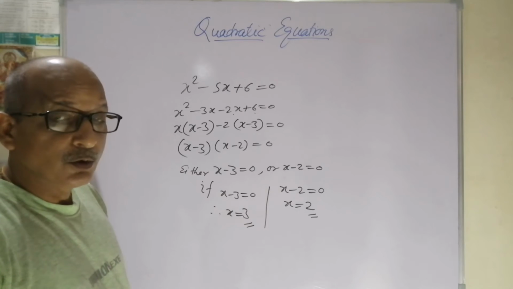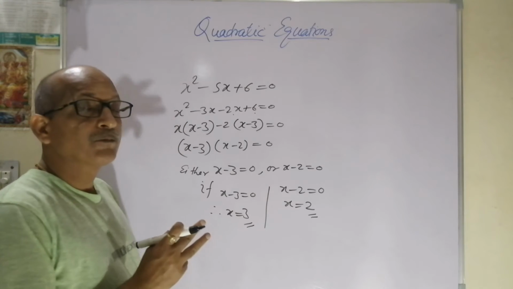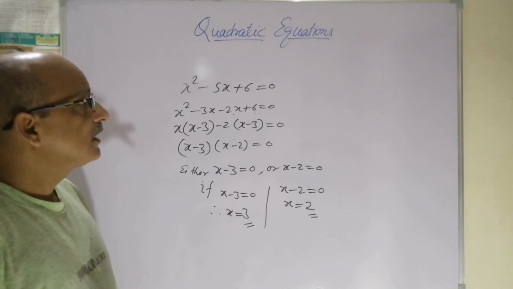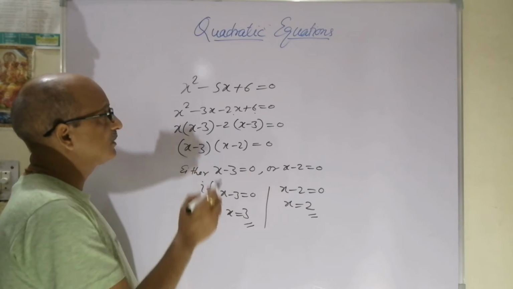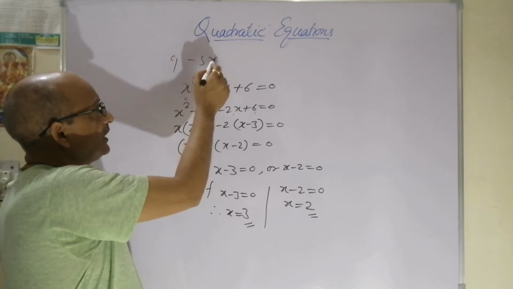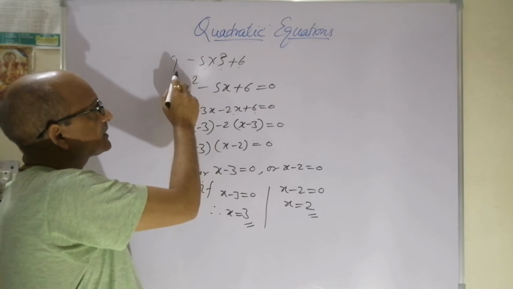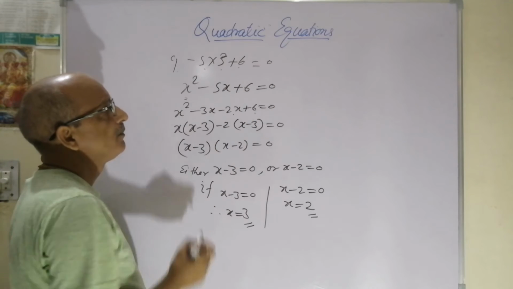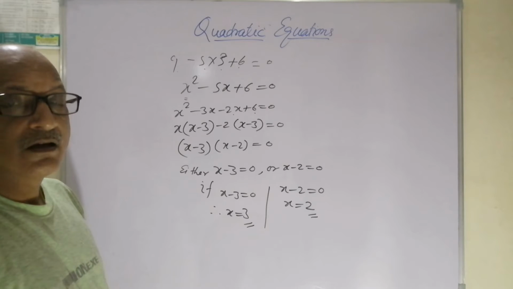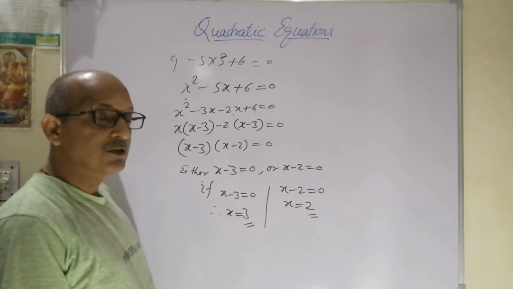So what is a root? A root means the value of x that satisfies the equation completely, meaning LHS will become equal to RHS. Let's check for x is equal to 3. Then this will become 9 minus 5 into 3 plus 6. 5 into 3 is 15, and 9 plus 6 is also 15, so it comes to be 0. Left hand side is equal to the right hand side for 3. The same for 2 we can also check.